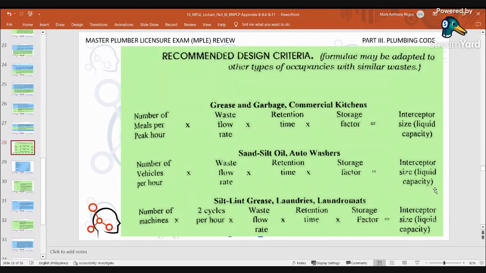Liquid capacity siya ng interceptor. Yan, for silt, lint, grease, laundromats: number of machines times 2 cycles per hour times waste flow rate times retention time times storage factor is equal to storage size. Ang size niya is for the liquid capacity.